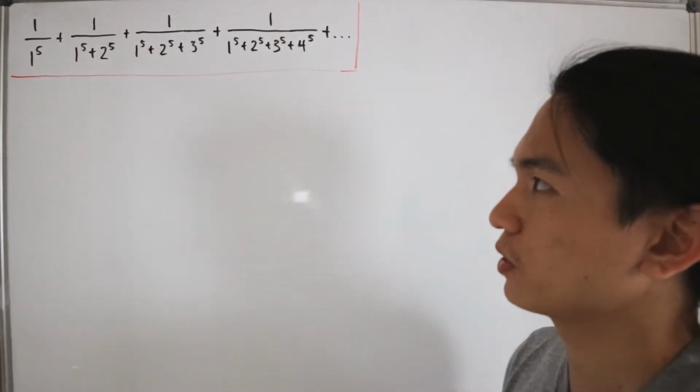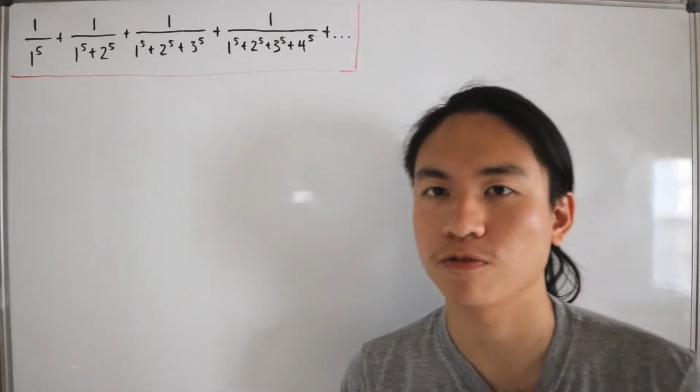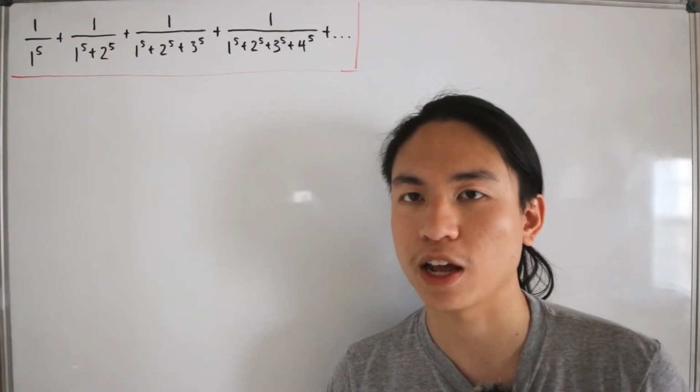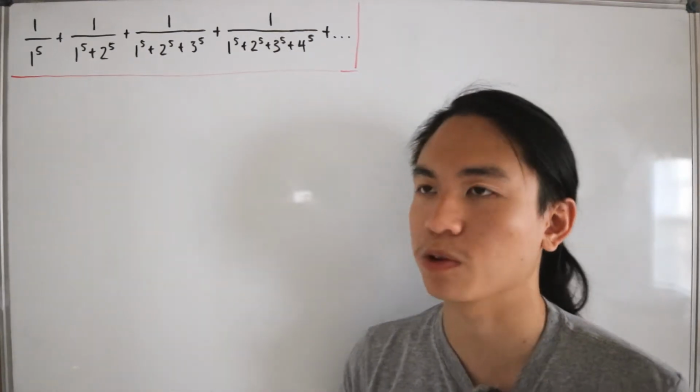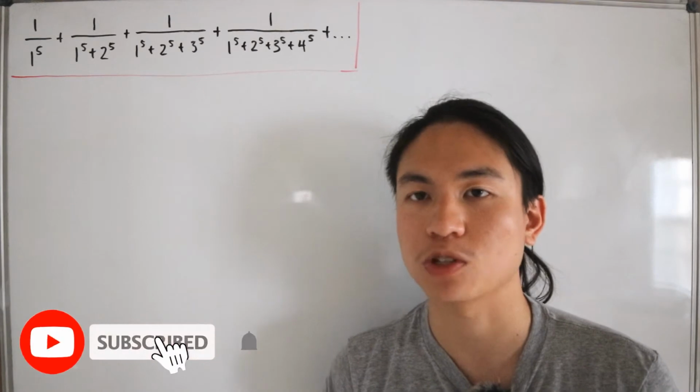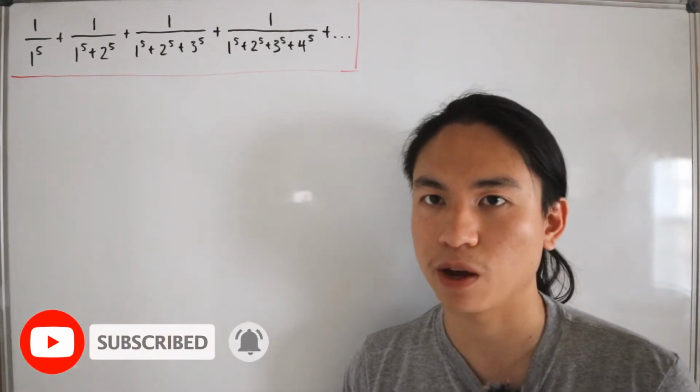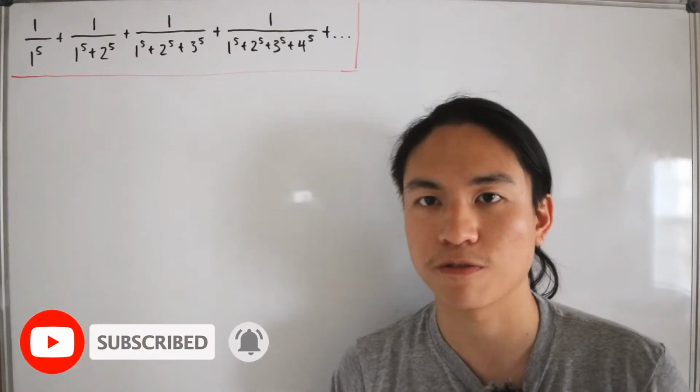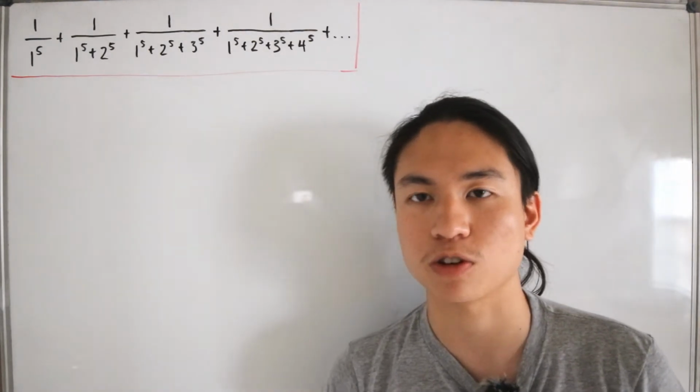So here we have the following infinite sum construction that we'd like to find the convergent value of. And we have that this is 1 divided by 1 to the 5th, plus 1 divided by 1 to the 5th plus 2 to the 5th, plus 1 divided by 1 to the 5th plus 2 to the 5th plus 3 to the 5th, and so on and so forth. So you see how the construction goes.